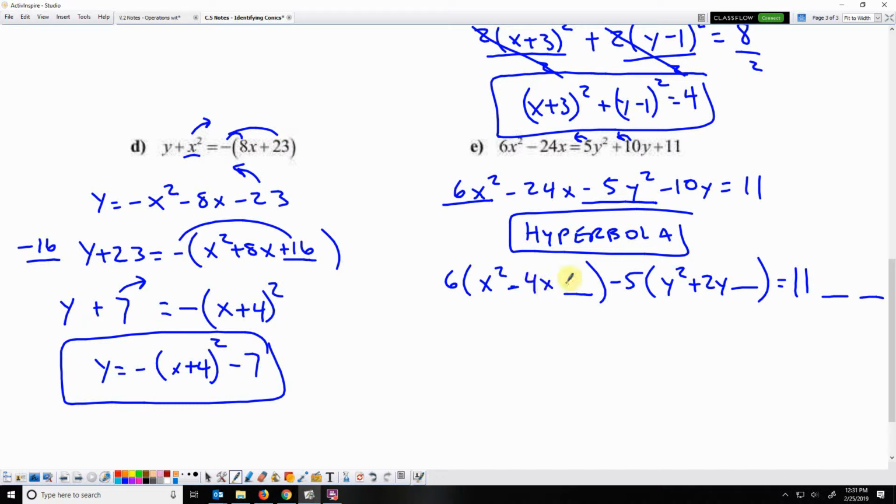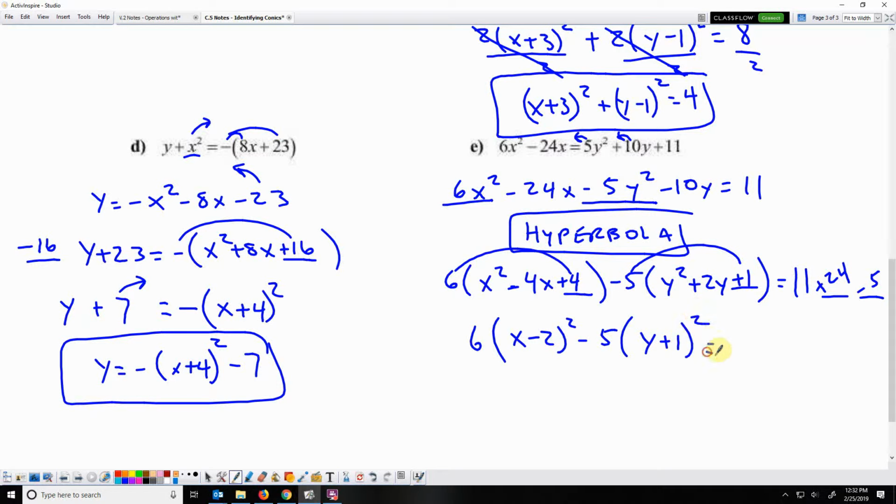Half of b is negative 2. Squared is 4. I added 6 times 4, so I'm adding 24. Half of b is 1. Squared is 1. But I added negative 5 times 1, so that's negative 5. Now factored form. Half of b is negative 2. X minus 2 squared. Half of b is 1. Y plus 1 squared. 11 plus 24 minus 5 is 30.